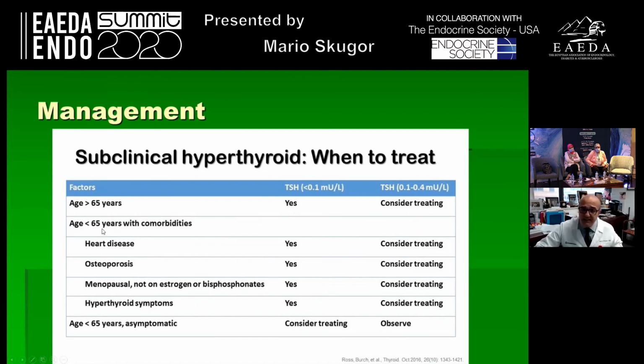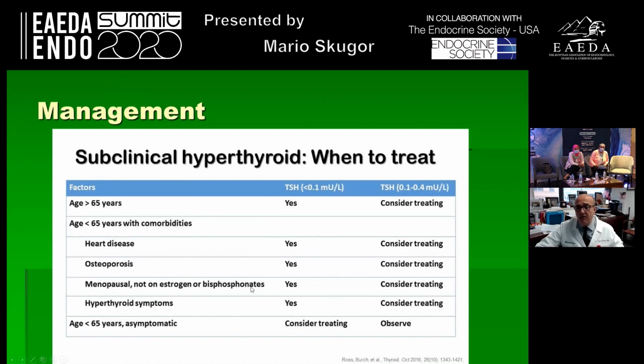Now, if you're younger than 65, but also have comorbidities such as heart disease, osteoporosis, you're postmenopausal and not on estrogen or bisphosphonates, or you have hyperthyroid symptoms, you should treat if the TSH is less than 0.1 and consider treating if 0.1 to 0.4. But if you're less than 65, you have no risk factors and you're asymptomatic, you're not high risk, and your TSH is less than 0.1, you don't have to necessarily treat, but you should consider treating. And if your TSH is 0.1 to 0.4, you should observe.